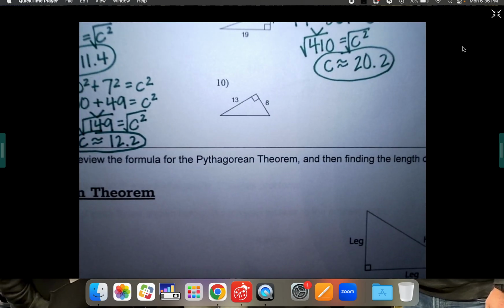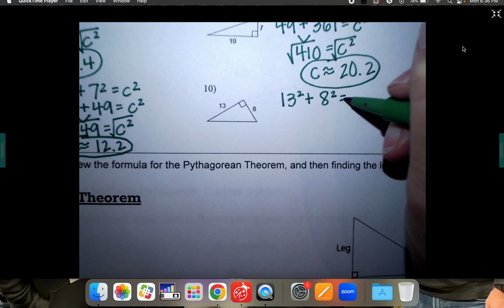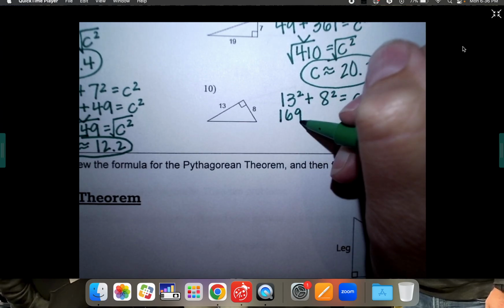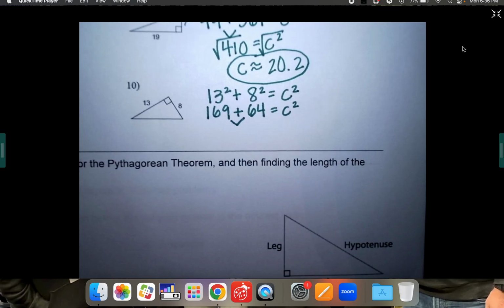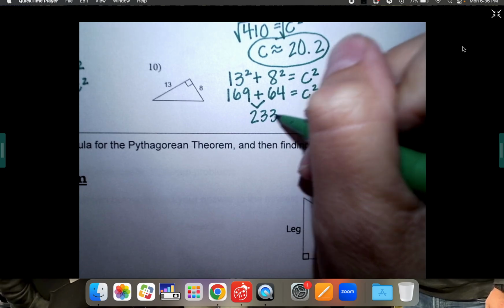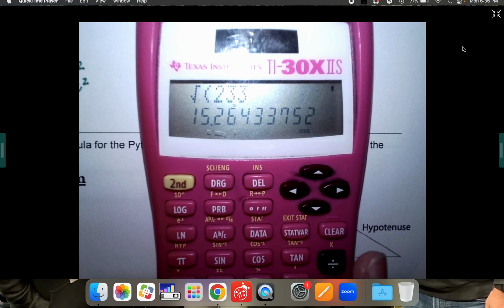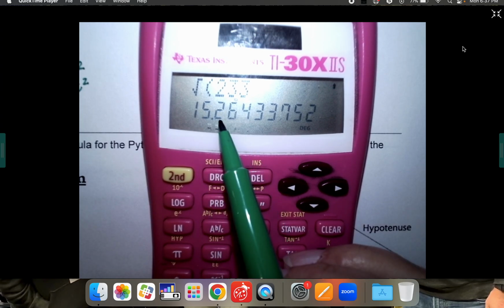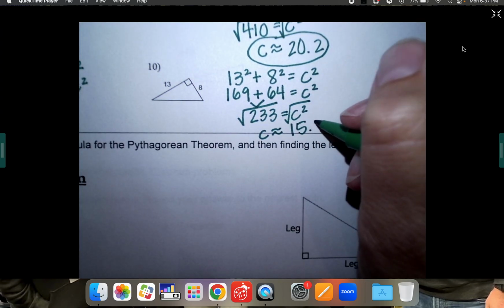All right, and then on the very last one, 13 and 8 are the 2 legs. So we're going to do 13 squared plus 8 squared equals C squared. 13 squared is 169. 8 squared is 64. I feel like I'm going really fast now, so I hope you guys are just using this video to check your answers and not to work along with me. 169 plus 64 equals 233. And when you take the square root of 233, you get 15, and that 2 is going to get bumped up to a 3 because it's 5 or above. So 15.3. Okay.